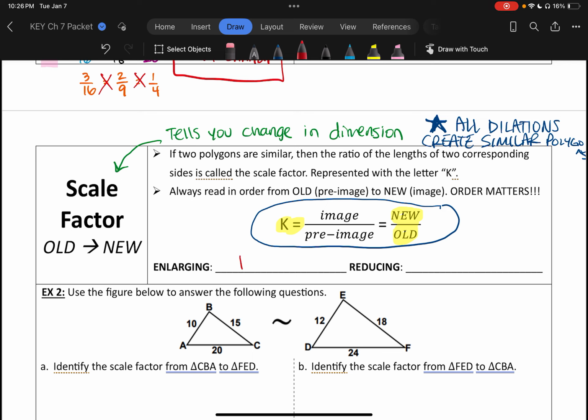If you have an enlargement, you'll notice that it's an enlargement whenever your scale factor K is greater than 1. You have a reduction, or it's reducing in size, whenever your scale factor K is in between 0 and 1. Typically, this will be a fraction or a decimal, but that fraction or decimal must be between 0 and 1. So if I had a decimal like 2.4, that doesn't mean it's reducing. That 2.4 is technically greater than 1, so that would be an enlargement. So let's take a look at example 2.